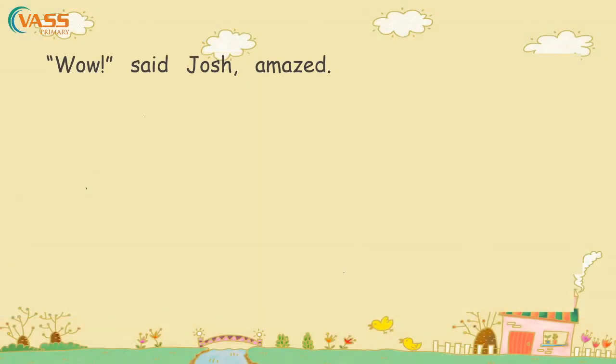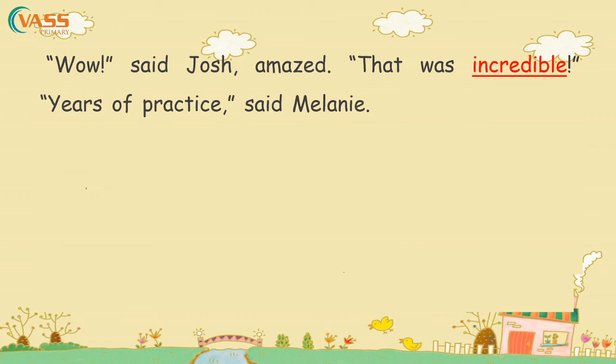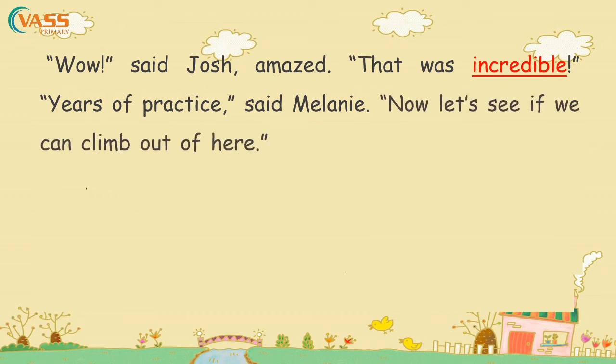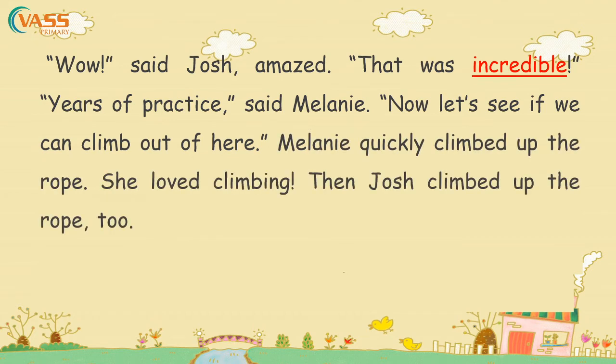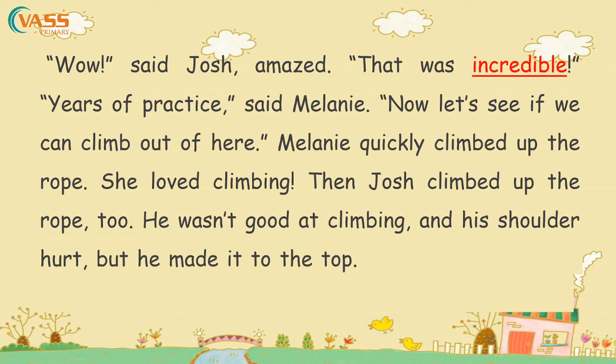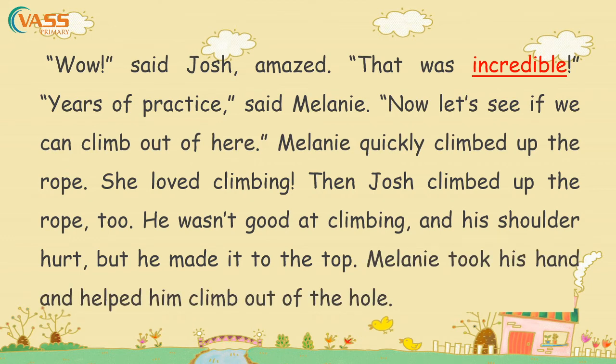Wow, said Josh, amazed. That was incredible. Years of practice, said Melanie. Now let's see if we can climb out of here. Melanie quickly climbed up the rope. She loved climbing. Then Josh climbed up the rope too. He wasn't good at climbing, and his shoulder hurt, but he made it to the top. Melanie took his hand and helped him climb out of the hole. Remember to underline incredible! They had made it.